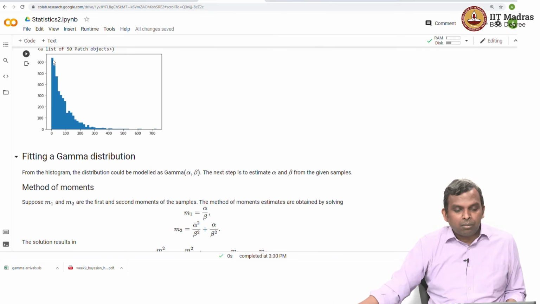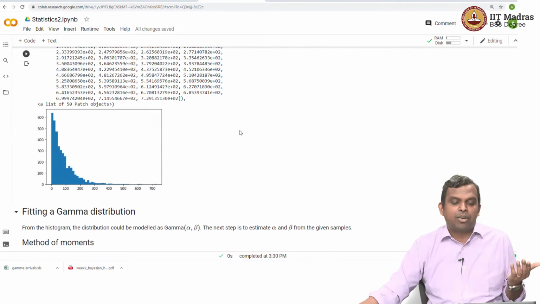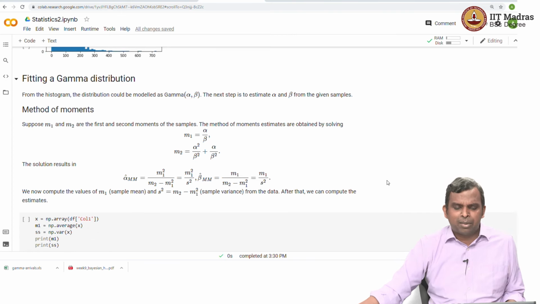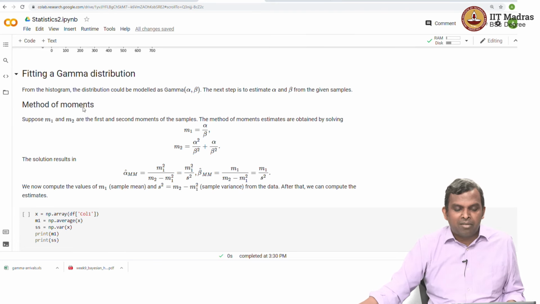Okay. So we have 3,935 samples supposedly from a gamma distribution, and we have to fit alpha and beta. You could use the method of moments. I've described it here. This sheet is available to you, so you can go in and look at it. It equates the first moment to alpha by beta and the second moment to alpha squared by beta squared plus alpha by beta squared, and you can solve it and you will get this answer.